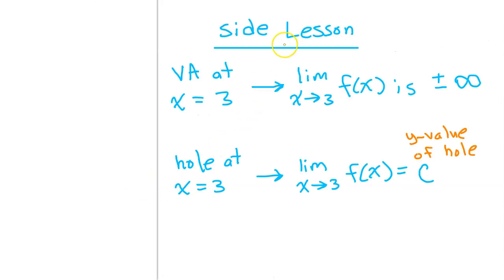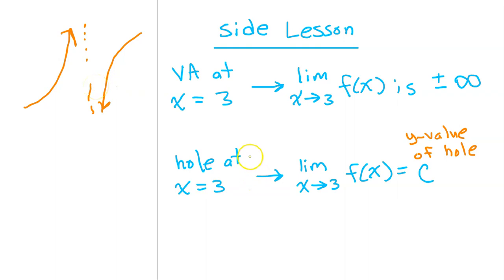Quick side lesson. If we have a vertical asymptote at x equals 3, then the limit as x approaches 3 of f of x will be either positive infinity or negative infinity. That's because approaching an asymptote from the left or the right is either going to do this, meaning approaching positive infinity, or it's going to do something like this and approach negative infinity. These are the only options.